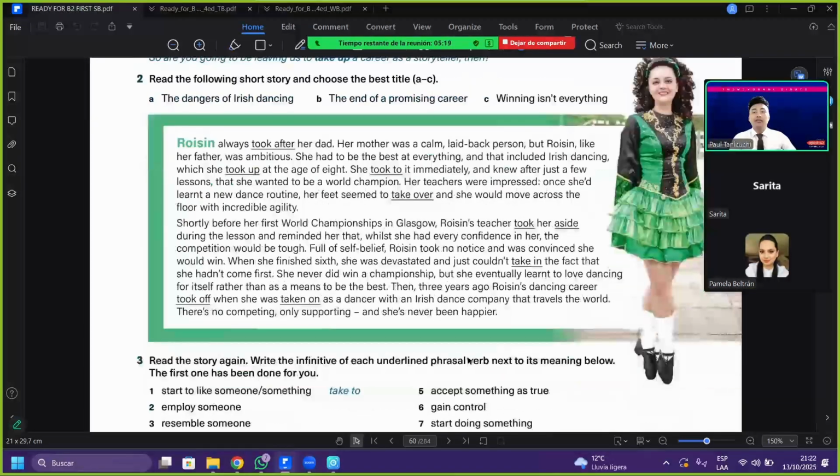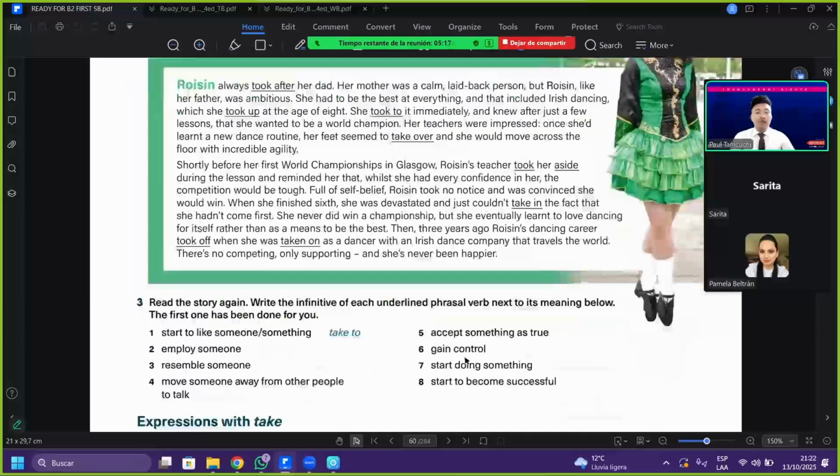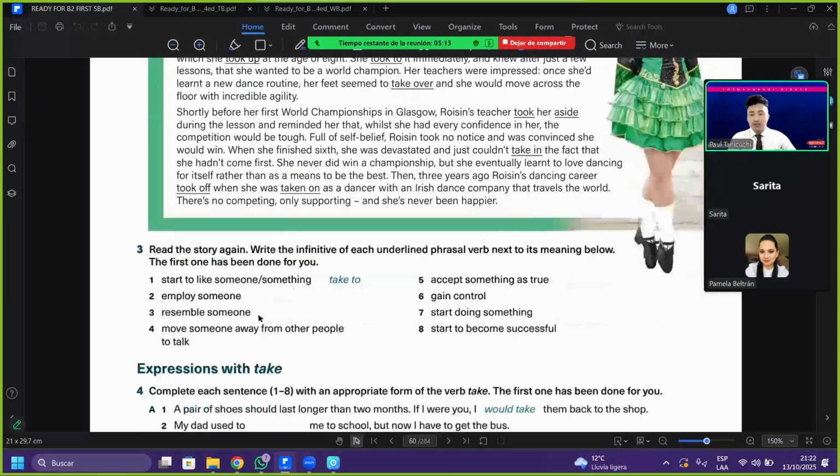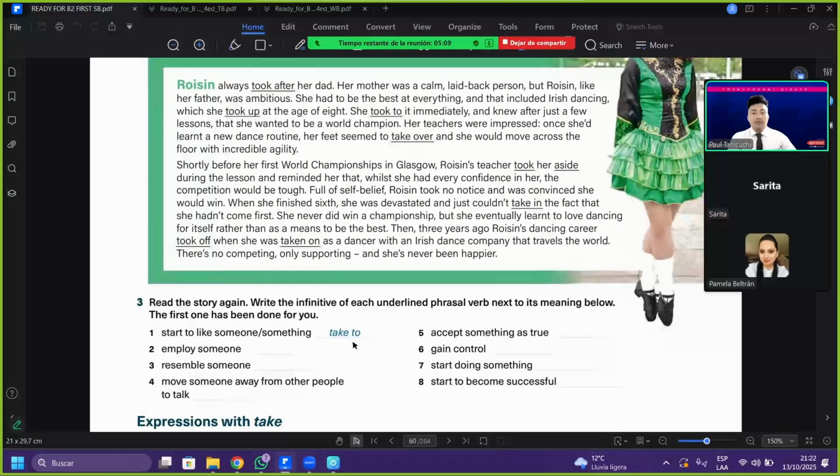All right. So now we have to analyze one by one what is the meaning of every single phrasal verb. So let's go over to exercise number 3. We have the first one that has been done as an example for us. Number 1 is take to, which means to start to like something or someone.